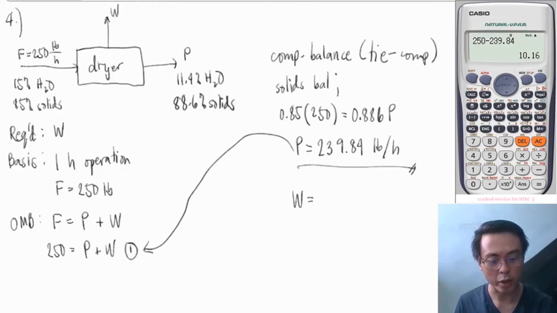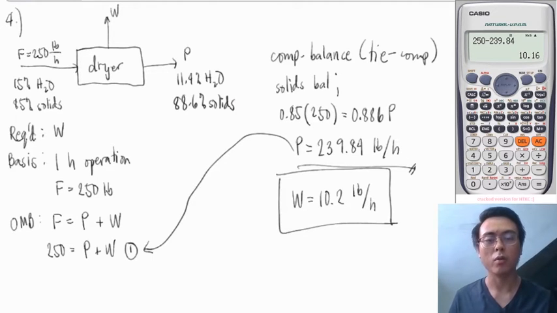That is 10.2 pounds per hour. So that's how much water will be removed from 250 pounds per hour of fresh flour in order for us to achieve the desired dried product. Okay, the solution looks very much like the evaporator. Next problem.